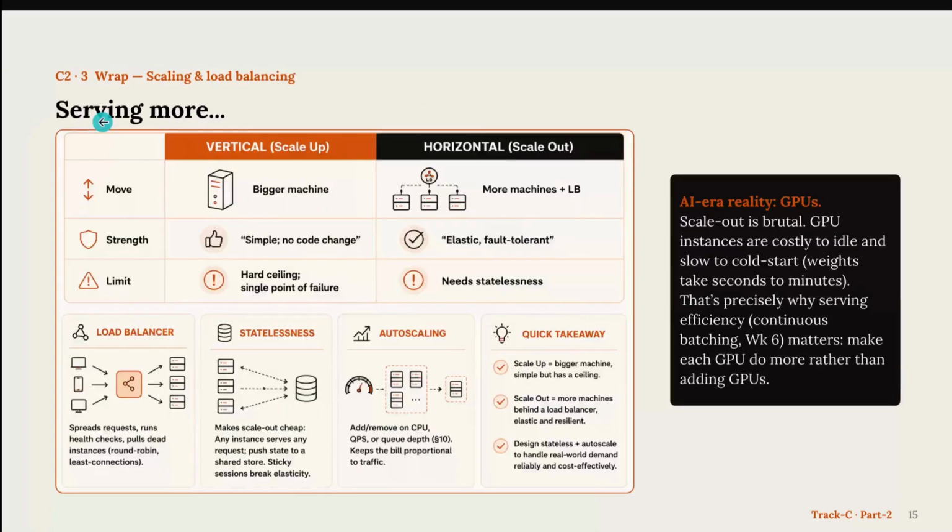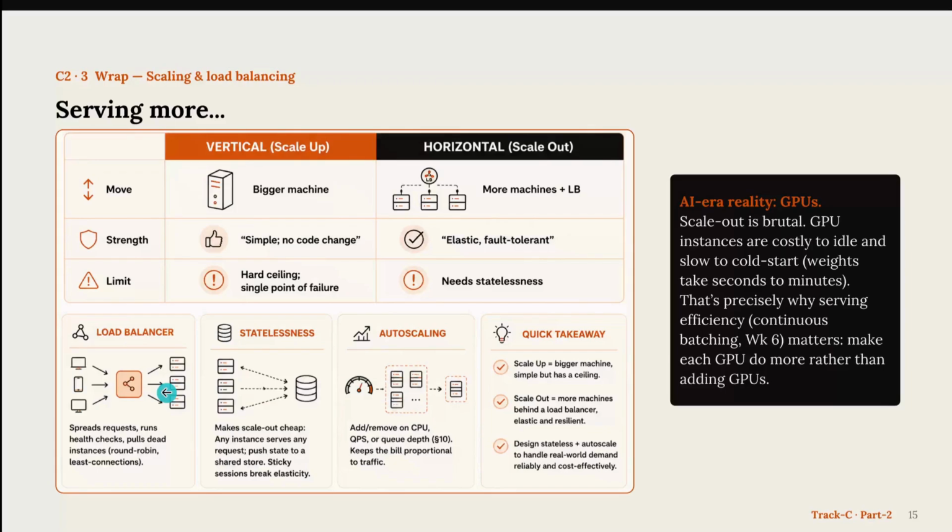And if you want to serve more requests, if there is a system, you can either scale up, make the system bigger, or you can scale horizontally, which is scale out. We can add similar machines and put a load balancer in the front. So what is a load balancer going to do? A load balancer is going to spread the requests and run health checks consistently. And if there are any instances that are dead, it's going to pull those dead instances and remove them.